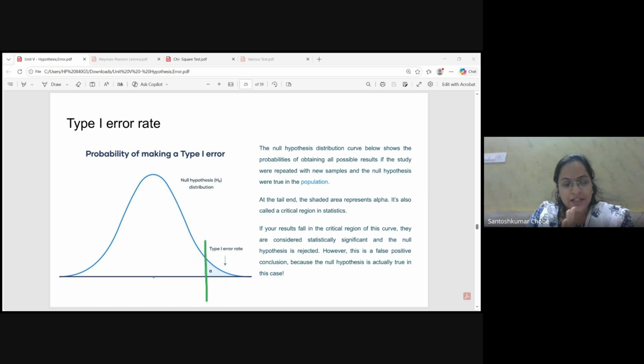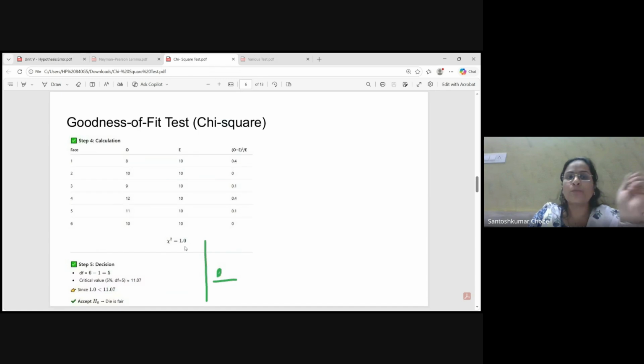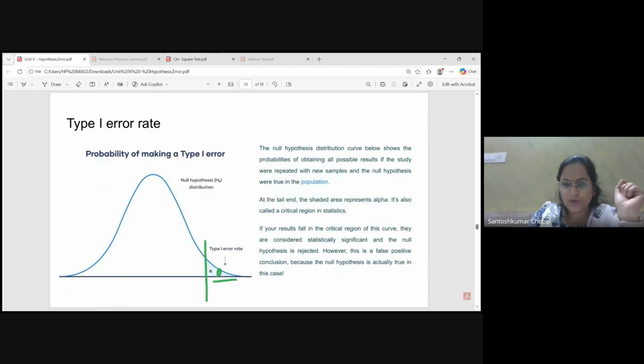At a degree of freedom of 5, what is the standard chi-square test value? The standard chi-square value at this level was 11 point something, correct? So it is over here, some value I am calculating. But what is the value which I have received through my test? I hope you remember, the value I received was 1.0, correct? So that 1.0 value is going to be somewhere over here.